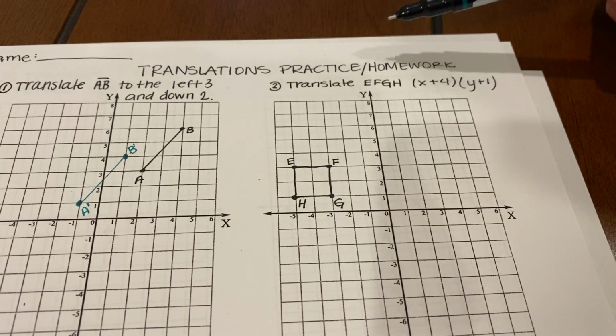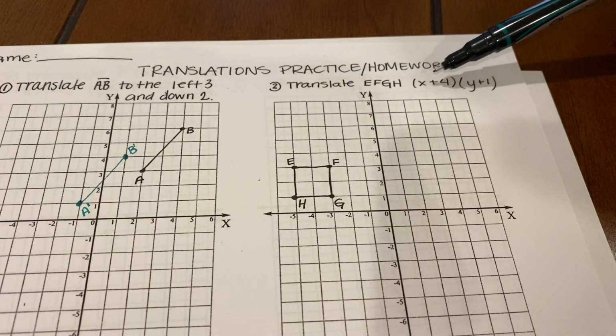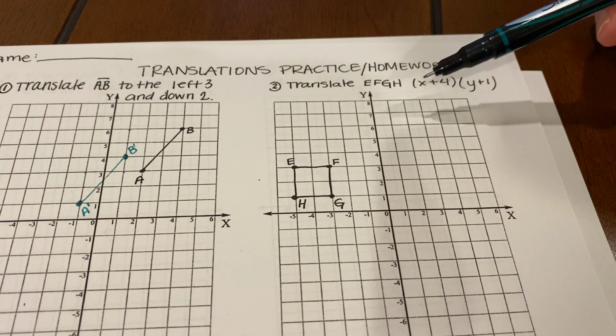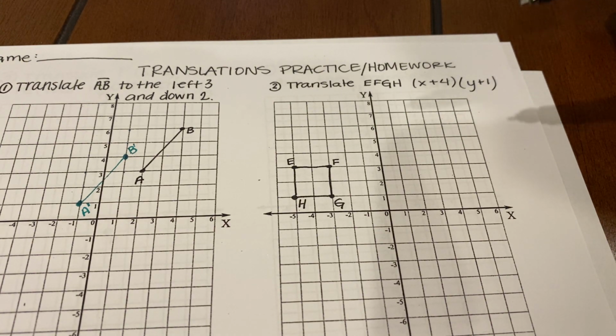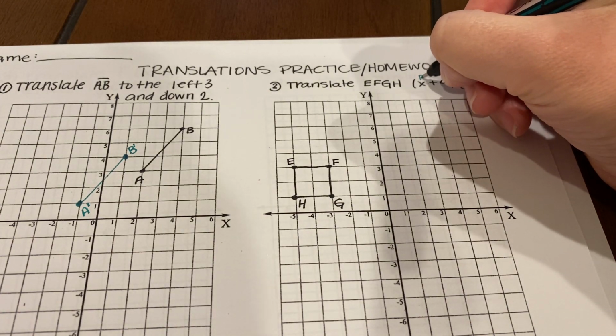Okay, it says translate EFGH, so we have a square here, and it says X plus 4 and Y plus 1. Well, why doesn't it say left or right? Well, it does, it just is giving it to you algebraically. It's written in algebra instead of written in words. So remember, anytime we see X plus, that means right.